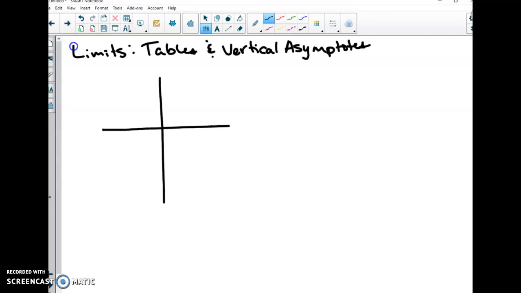Remember that if I have a graph that looks like this, something like this, this right here is my vertical asymptote.